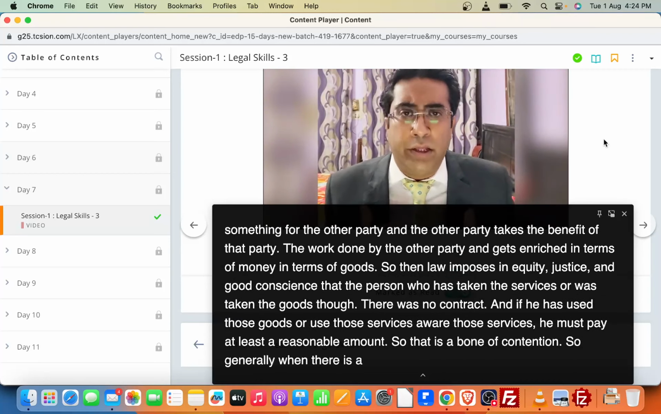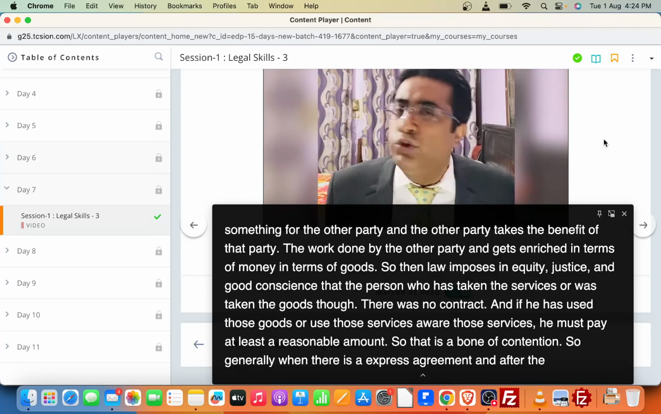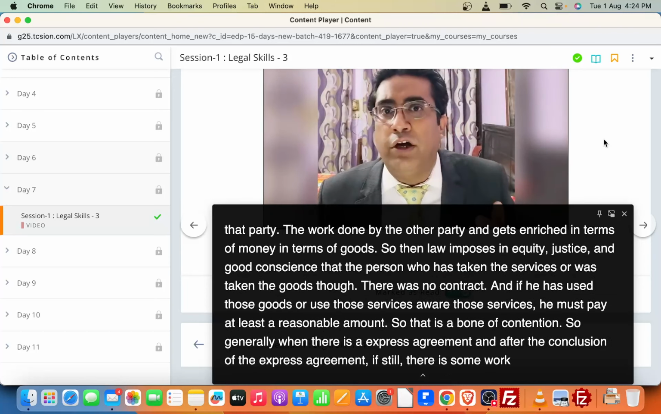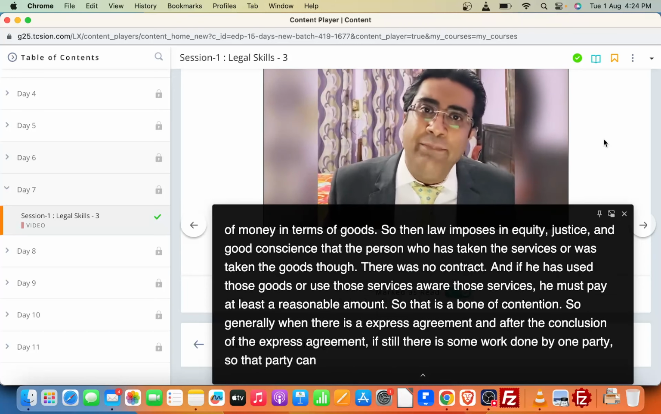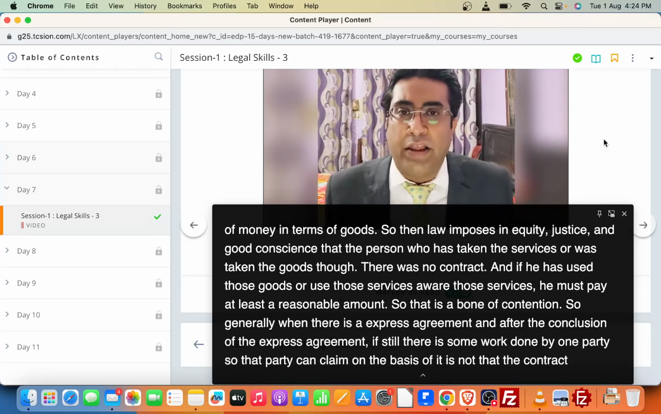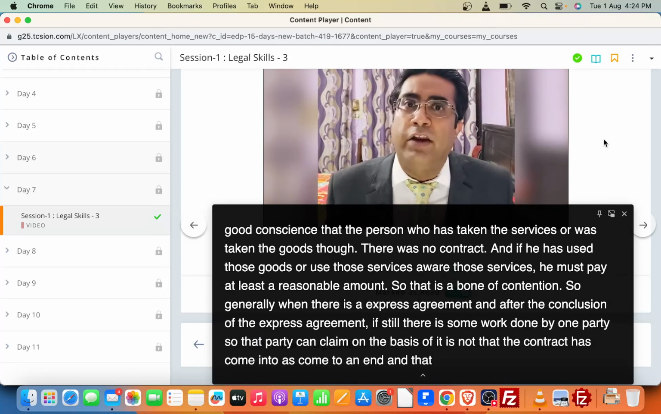So generally, when there is an express agreement, and after the conclusion of the express agreement there is still some work done by one party, that party can claim on the basis of equity. It is not that the contract has come to an end and that party will have no right.